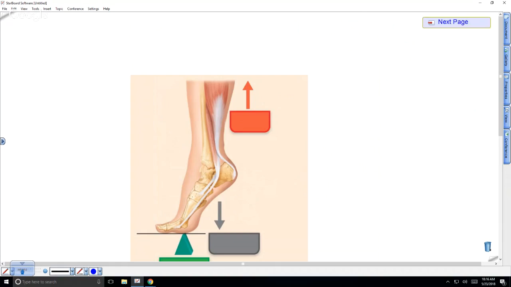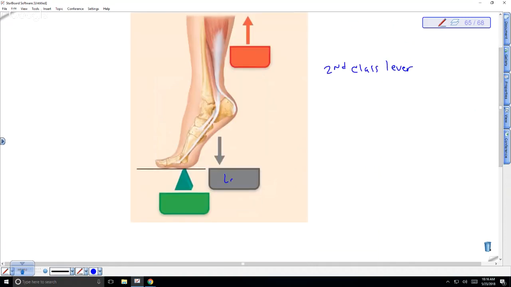Okay, so this is an example of a second class lever. So in this case, the load is in the middle. And in this case, it's your entire body weight, right? You're lifting up your entire weight of your body and balancing on the toes.